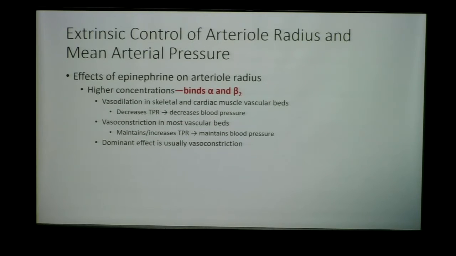So think about a scenario. If you are shunting most of your blood to heart and muscle, isn't there a propensity to decrease blood pressure? There is, and we don't want that. So we need the other tissue beds, the other vascular beds, to vasoconstrict to help keep that TPR up, to help keep that blood pressure up.